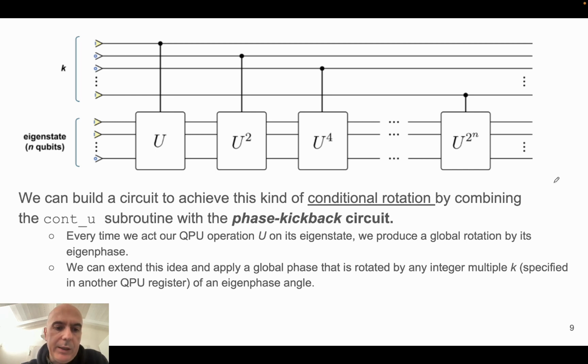Every time we act our QPU operation U on its eigenstate, we produce a global rotation by its eigenphase. We can extend this idea and apply a global phase that is rotated by any integer multiple k, specified in another QPU register, of an eigenphase angle. So we will need this control operation to make a phase kickback to provide the right rotation.